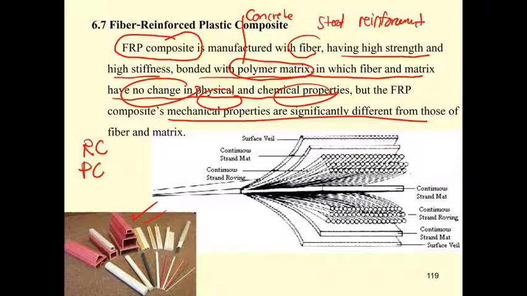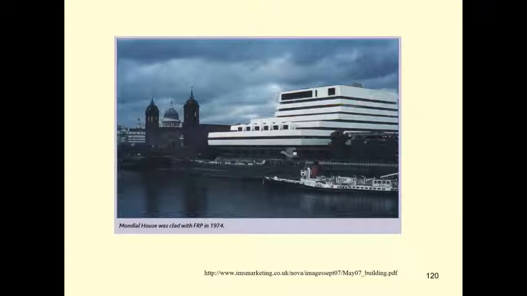This picture shows the cross section of the fiber. This is all the fiber, and it has the mat to cover it. It has the surface veil. This kind of structure is mostly symmetric, and when you put it into the matrix, the matrix is going to bond them together, making it a good FRP.